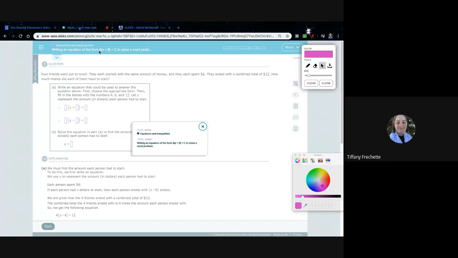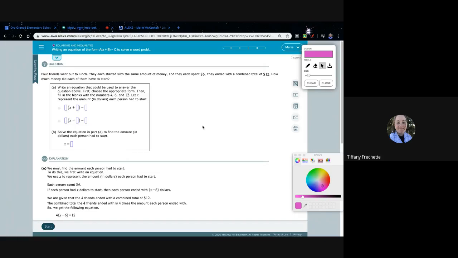Writing an equation of the form A times the sum of X plus B equals C to solve a word problem. Sorry, I should have said the sum of X plus B in there because X plus B is in parentheses. Okay, so we're going to write an equation in a certain form, this specific form, and we're going to do that from a word problem.